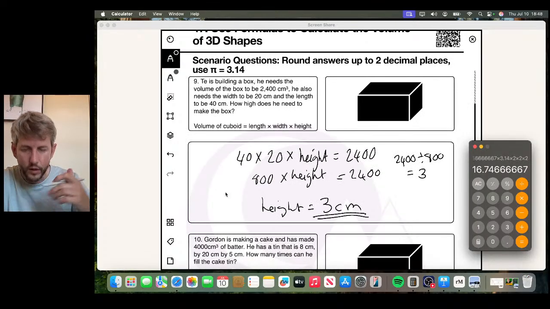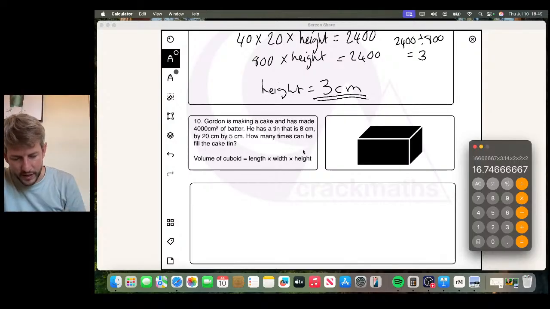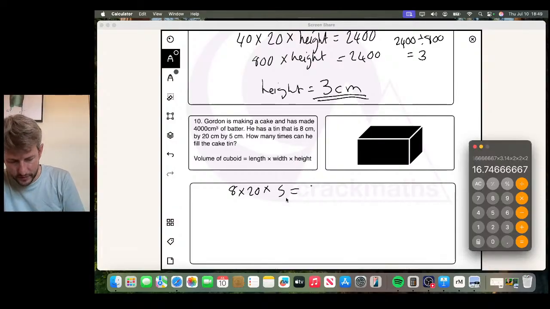Okay. Right, question 10. So it says here that Gordon is making a cake and has made 40,000 centimeters cubed of batter. He has a tin that is 8 centimeters by 20 centimeters by 5 centimeters. How many times can he fill the cake tin? Okay, right, so let's have a look. So the volume is length times width times height. So we've got 8 times 20 times 5. That's going to be 800. So the tin takes 800 centimeters cubed, okay?